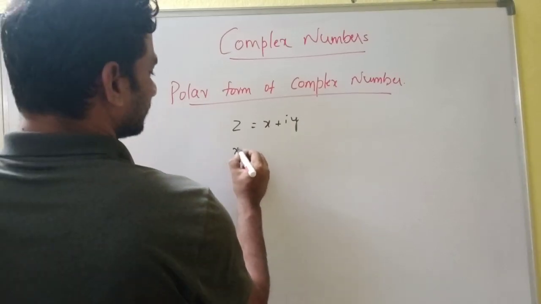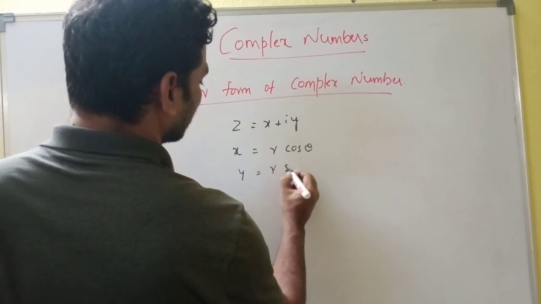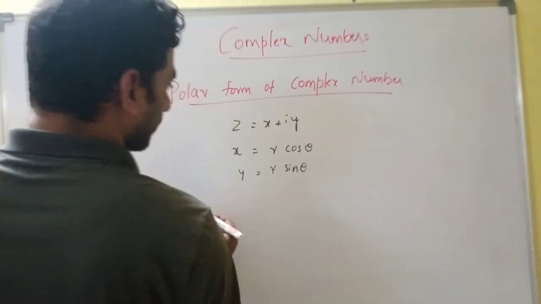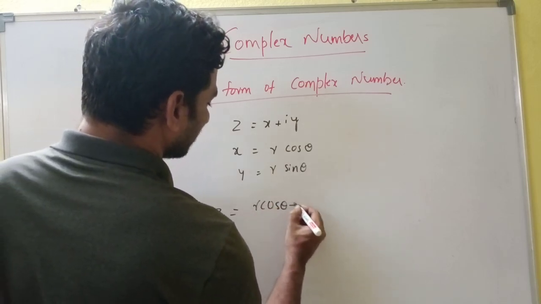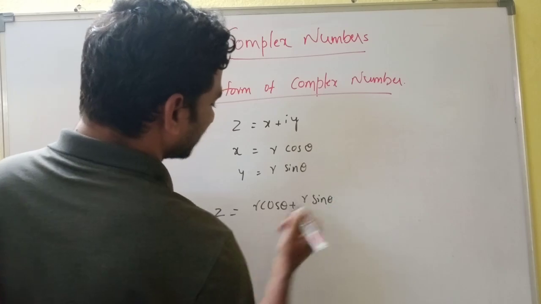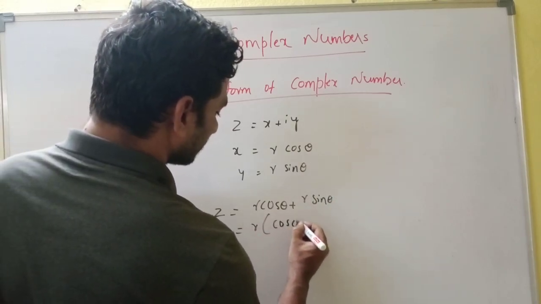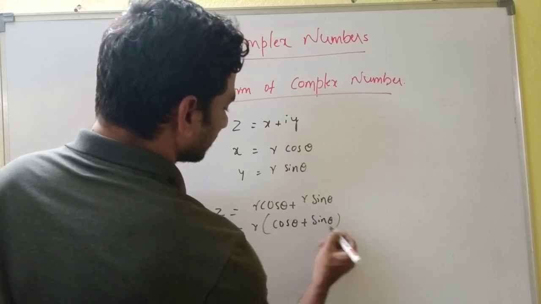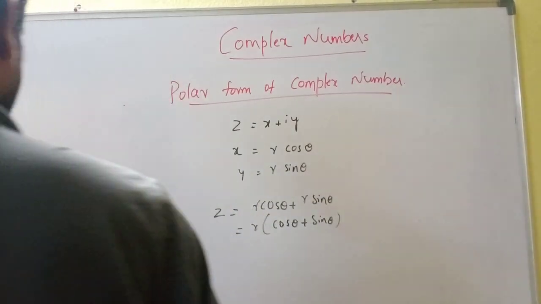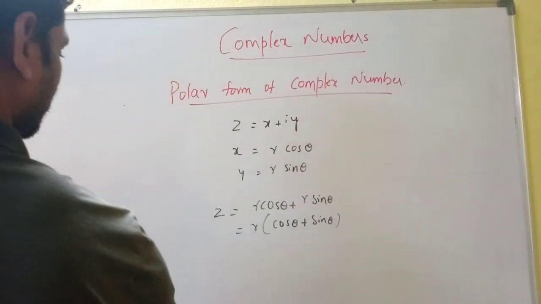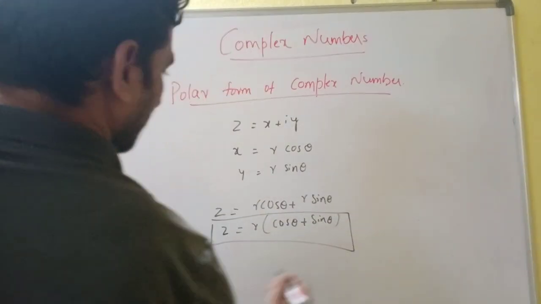So let's take x equals r cos theta and y equals r sin theta. So what is the polar form of this equation? z equals r cos theta plus i r sin theta. Here we can take r common. So z equals r into cos theta plus i sin theta. So this is the polar form of a complex number.